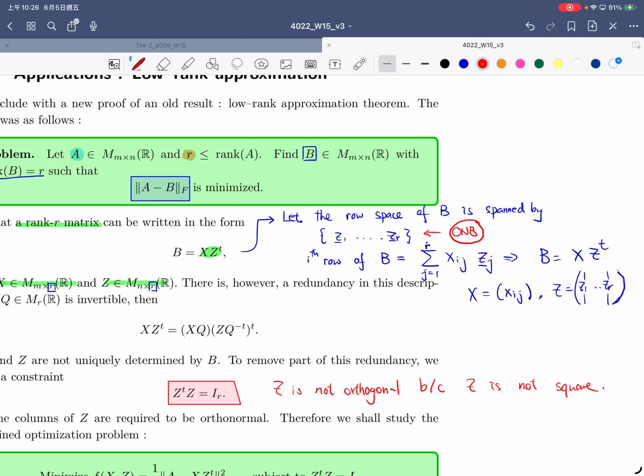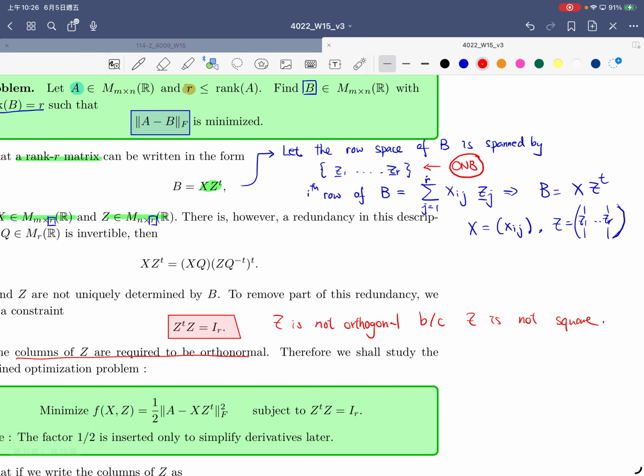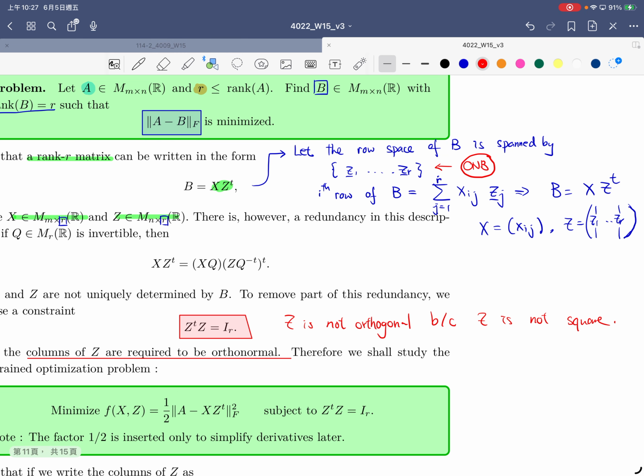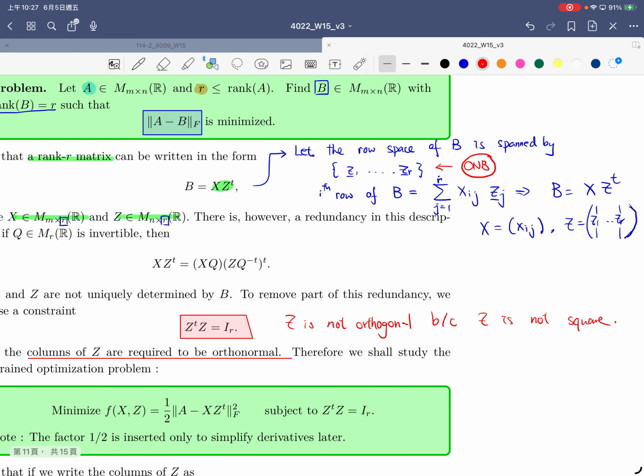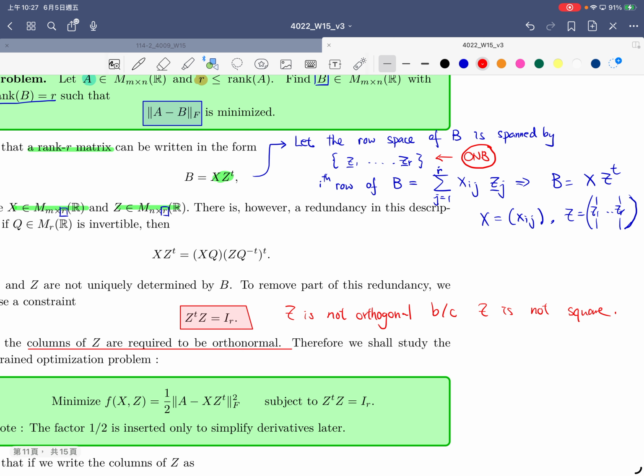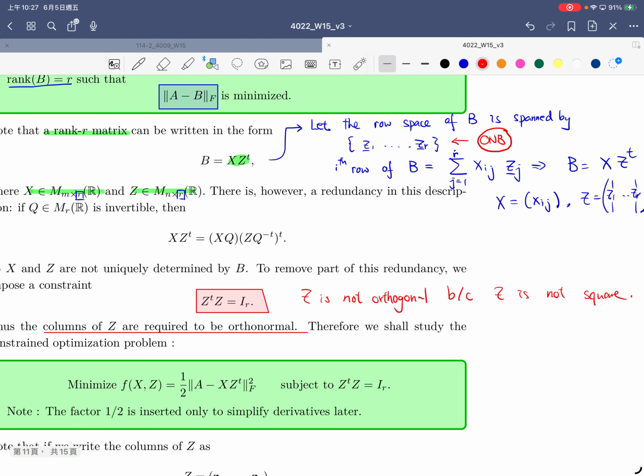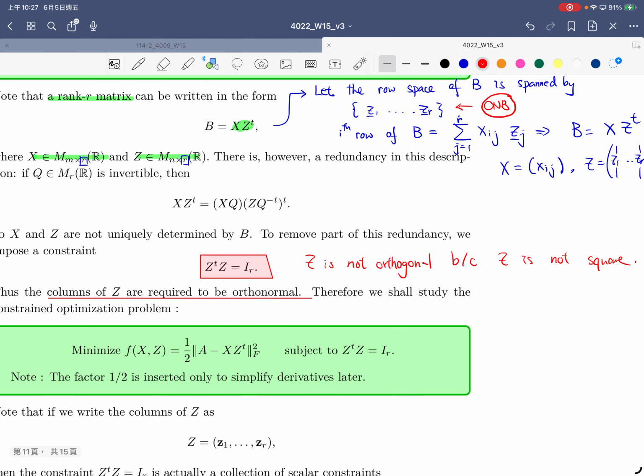But Z transpose Z equals identity just means I require the columns of Z to be orthonormal. After I impose this additional condition, it turns out this will make the factorization unique. I can't tell you why it is unique now; you will figure that out later. Essentially unique, let me put it that way.